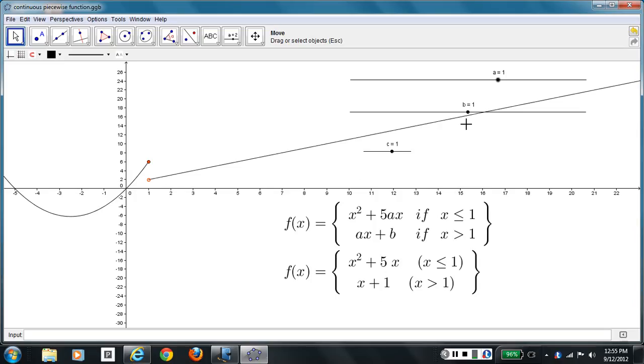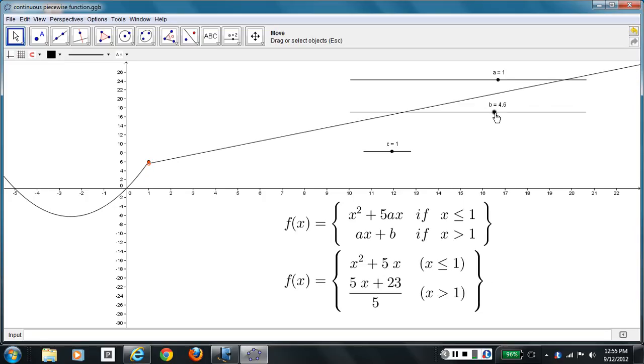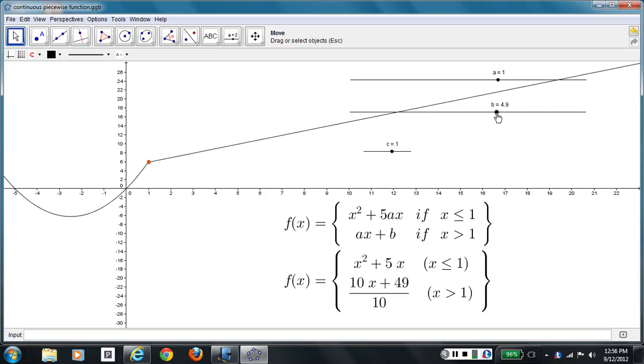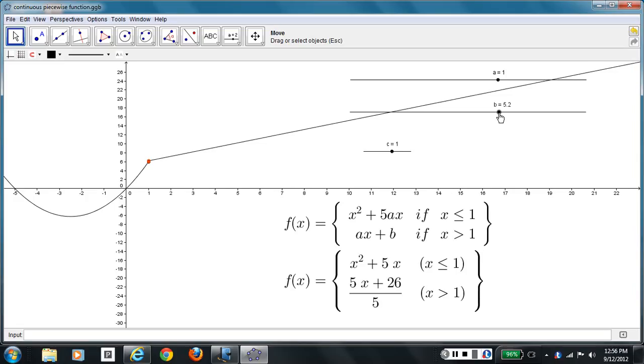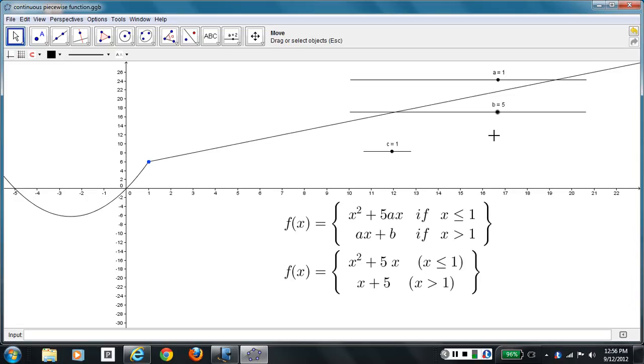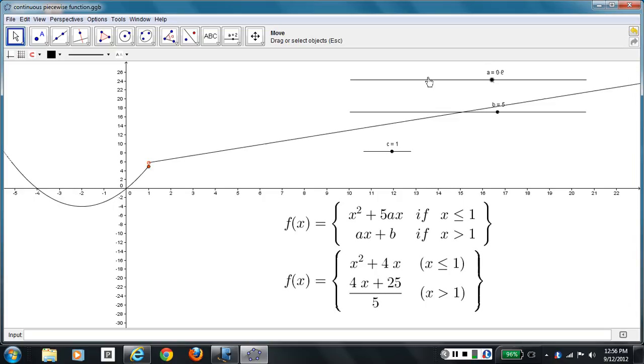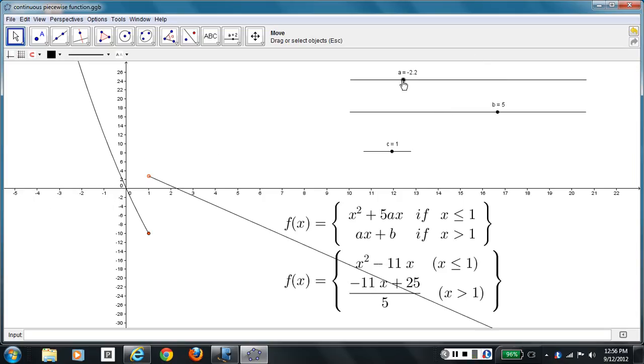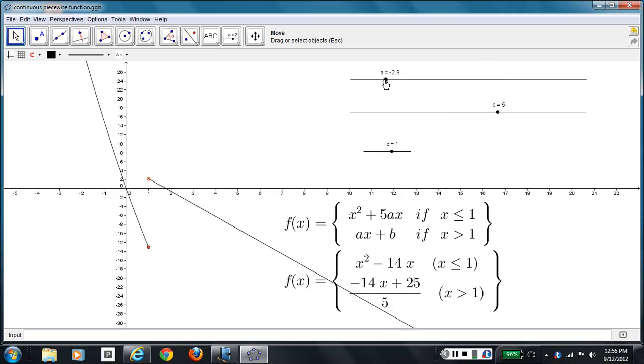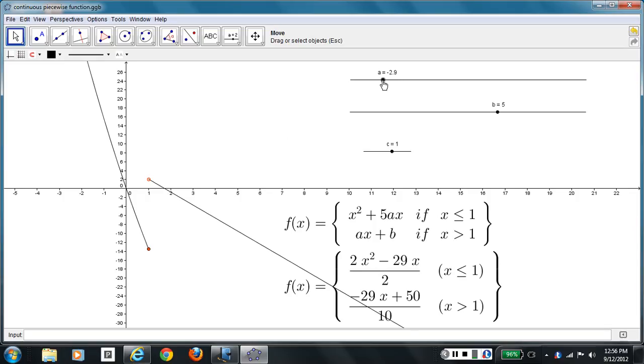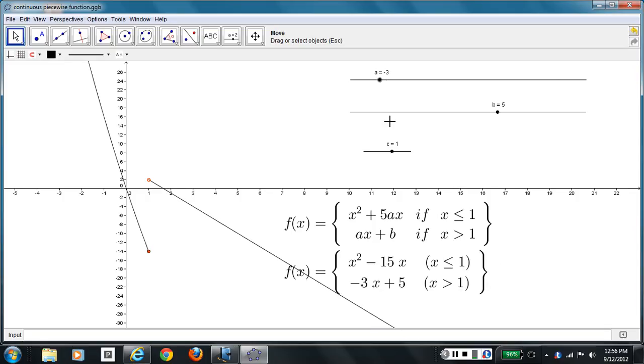5. 4 times 1 is 4 plus 1 is 5, so b needs to be 5. There we go. B equals 5. That makes it continuous. And maybe one more. What if a is -3? There we go. A is -3.